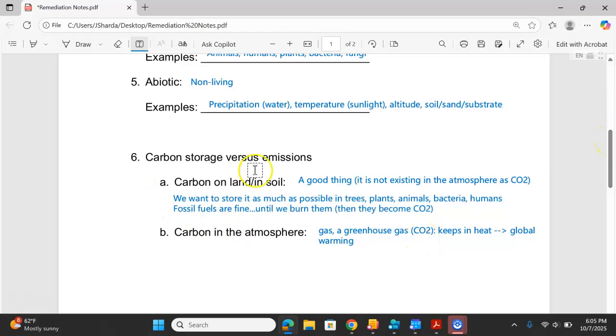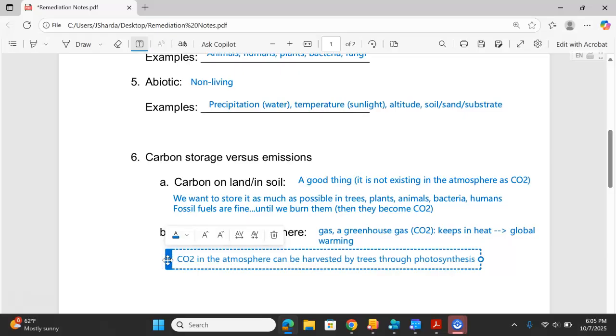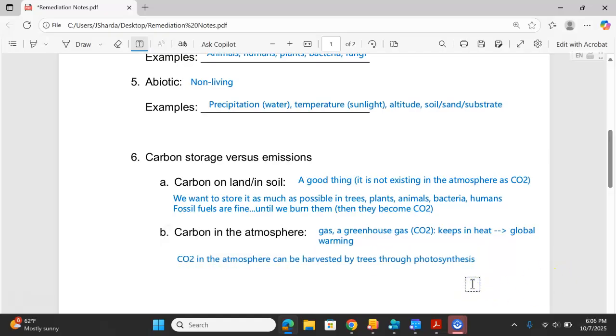So if we plant more trees, then the trees will harvest the CO2 in the atmosphere. CO2 in the atmosphere can be harvested by trees through photosynthesis. Okay, so that is why we want to plant lots of trees, because it will take carbon dioxide out of the atmosphere. Okay, let's move on.